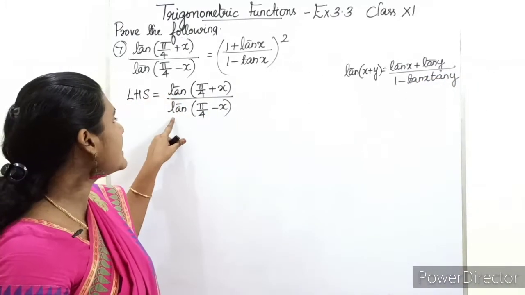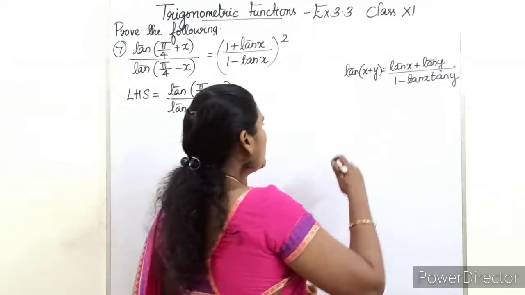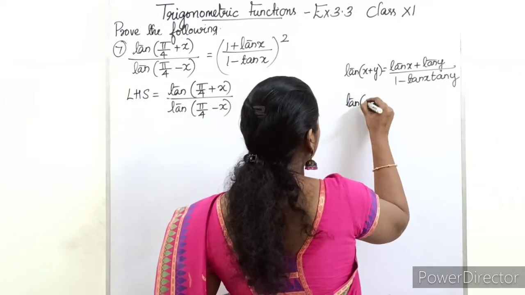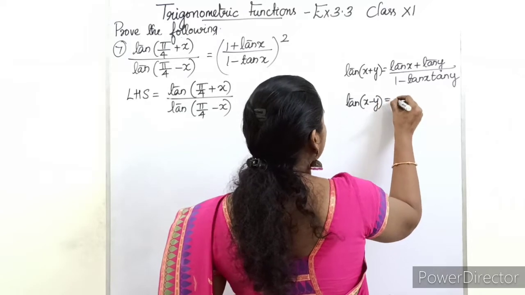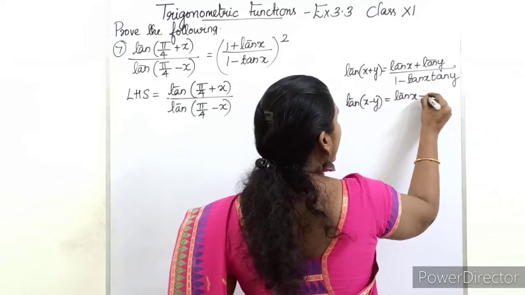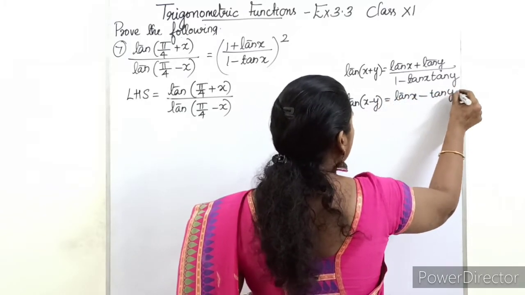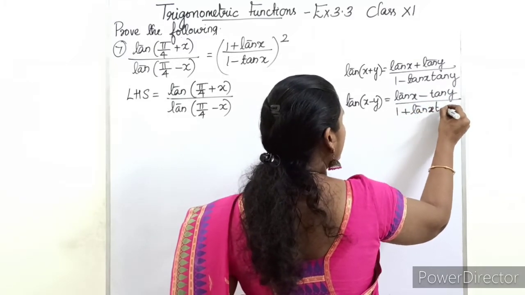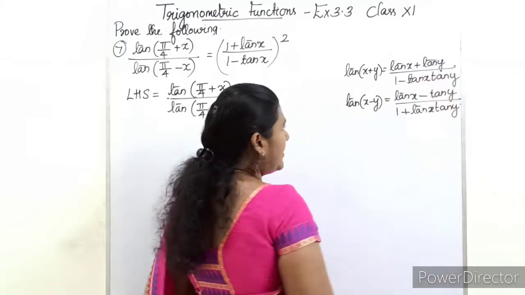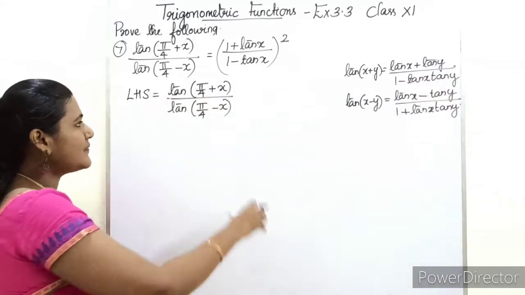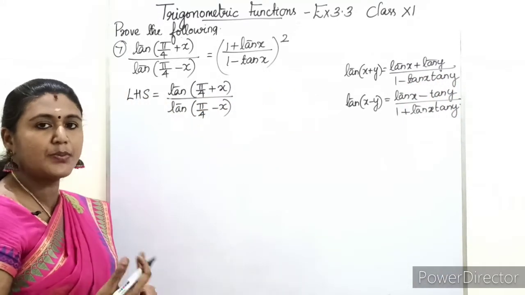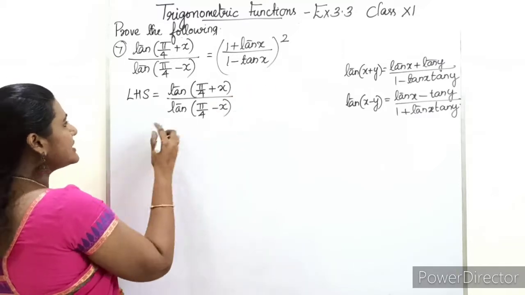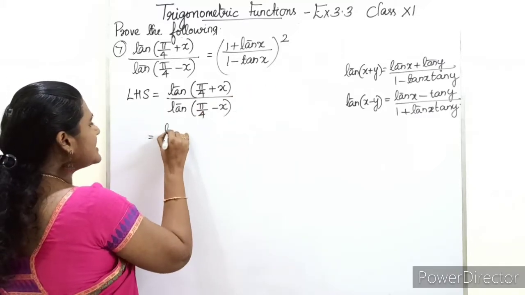Now the denominator is tan(x minus y). So what is the formula for tan(x minus y)? Tan(x minus y) is equal to (tan x minus tan y) divided by (1 plus tan x tan y). So all these formulas you have to remember. So these two formulas we are going to apply, both numerator and denominator. So using that formula, what we can write?